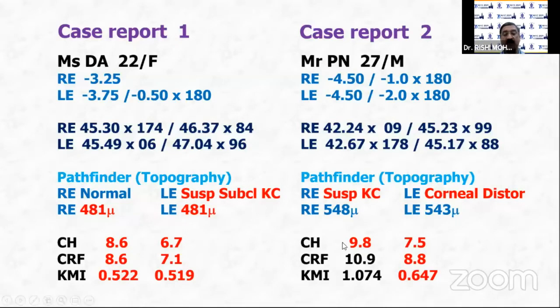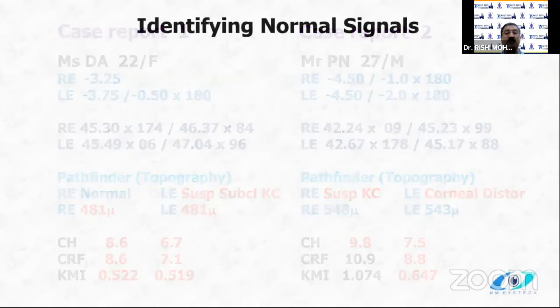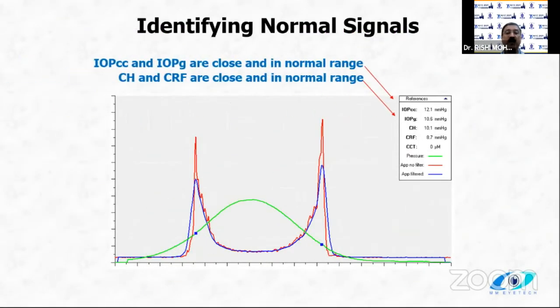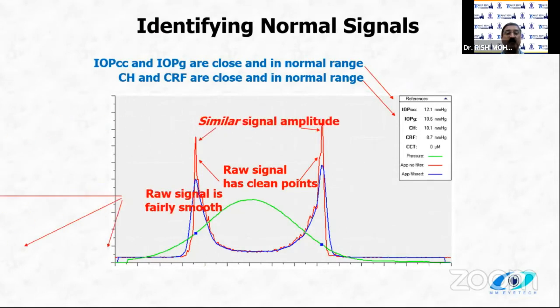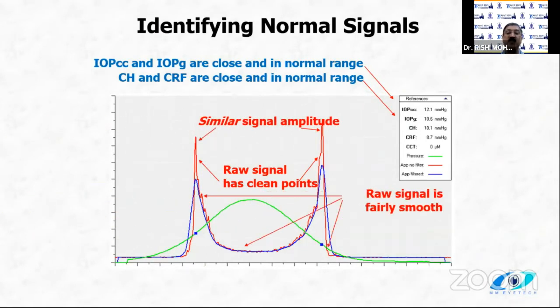The KMI values, which is the keratoconus match index, which is something that the ORA gives us, also have value. And here you can see both on the left eye in case 2 and on both eyes in case 1 to be fairly abnormal. And these are the patients one should watch out for. So the signal quality as well as the signal configuration has a lot of value in assessing these patients. It's not just CH and CRF, which are numbers.